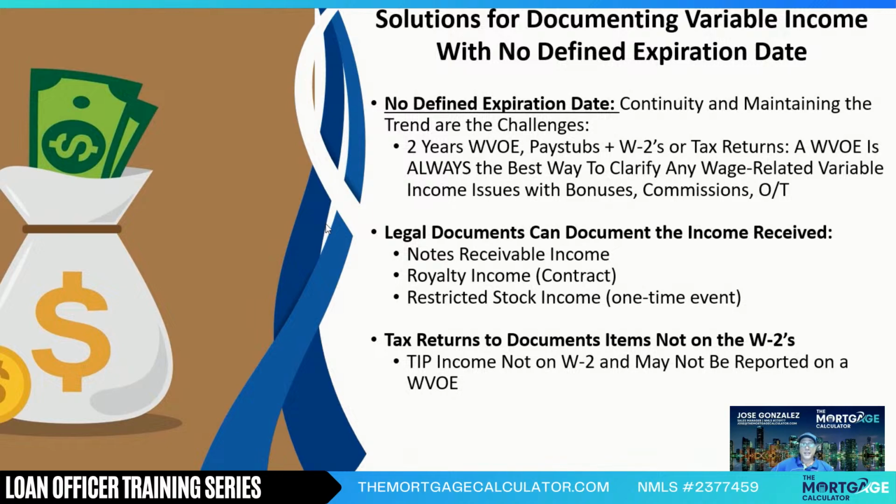So, what we have to determine is continuity. If it doesn't have a defined expiration date, we have to determine continuity of the income, and that the income trend is maintaining, right? Those are the challenges: continuity and maintaining the trend. And the best way to verify and document variable income without a defined expiration date would be a written verification of employment, when we're talking about bonuses, commissions, or overtime, for example, which are the most common categories.